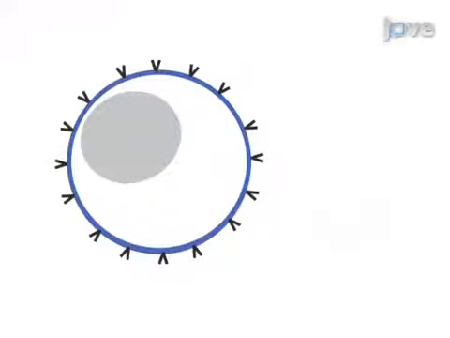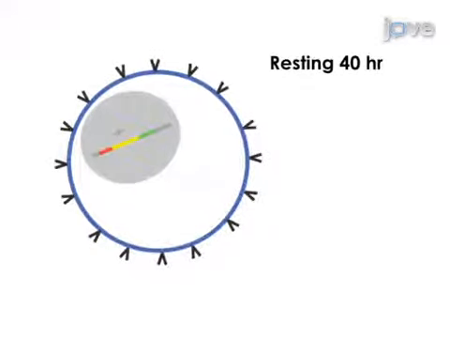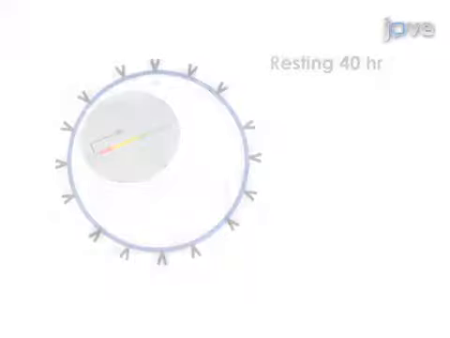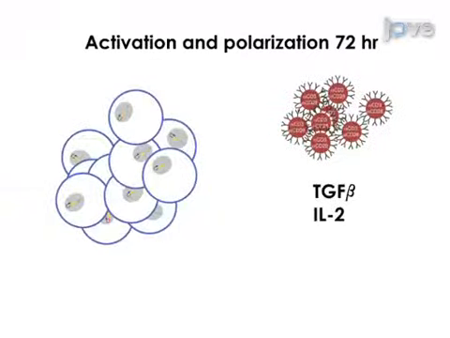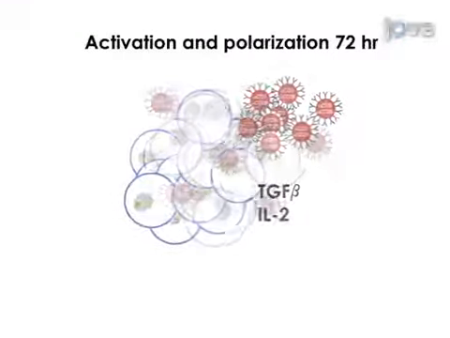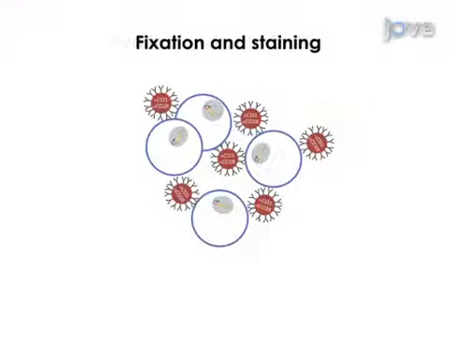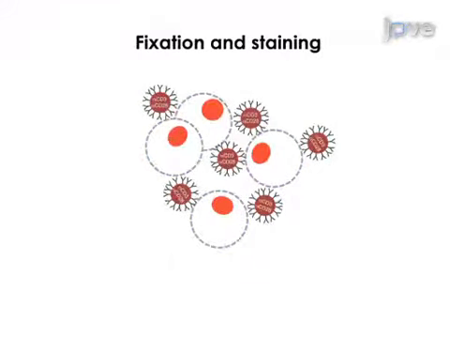After infection, the cells are then rested to ensure expression of the gene of interest in naive T cells. The T cells are activated in polarizing conditions to induce Treg differentiation. Then, the cells are fixed and stained for flow cytometric analysis.